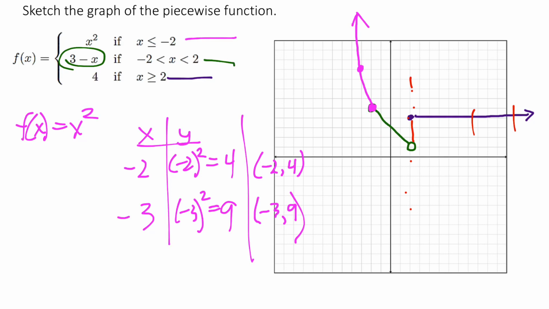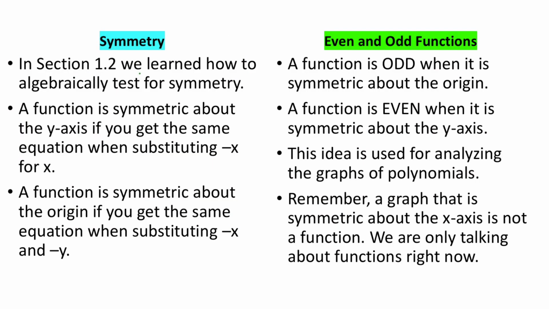It's a piecewise function. So let's revisit the idea of symmetry. So in section 1.2, we learned how to algebraically test for symmetry. And we said that a function is symmetric about the y-axis if you get the same equation when you substitute negative x for x and simplify the equation. And a function is symmetric about the origin if you get the same equation when you substitute negative x for x and negative y for y and simplify the resulting equation. Okay, so we've done that already.